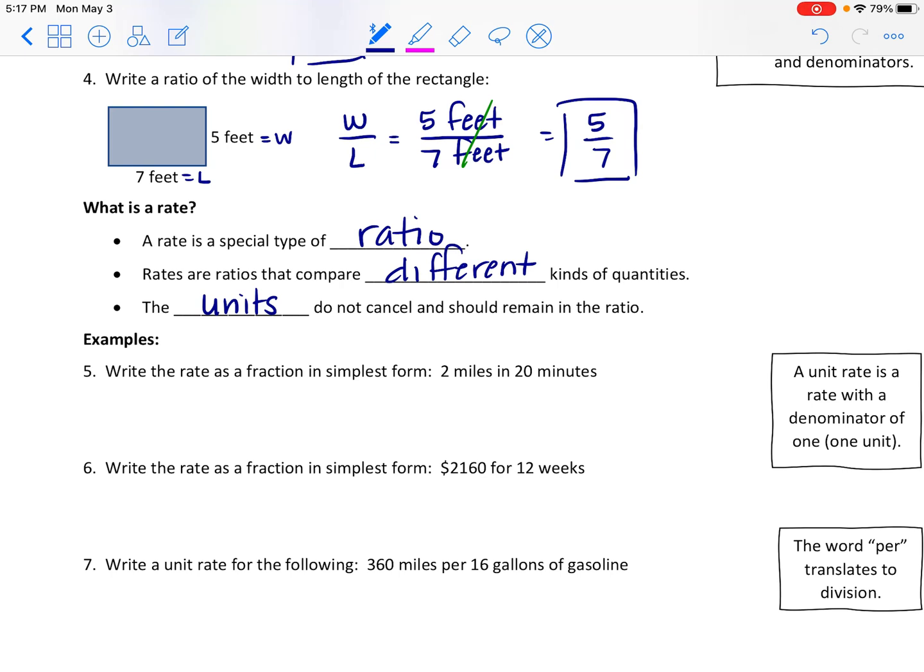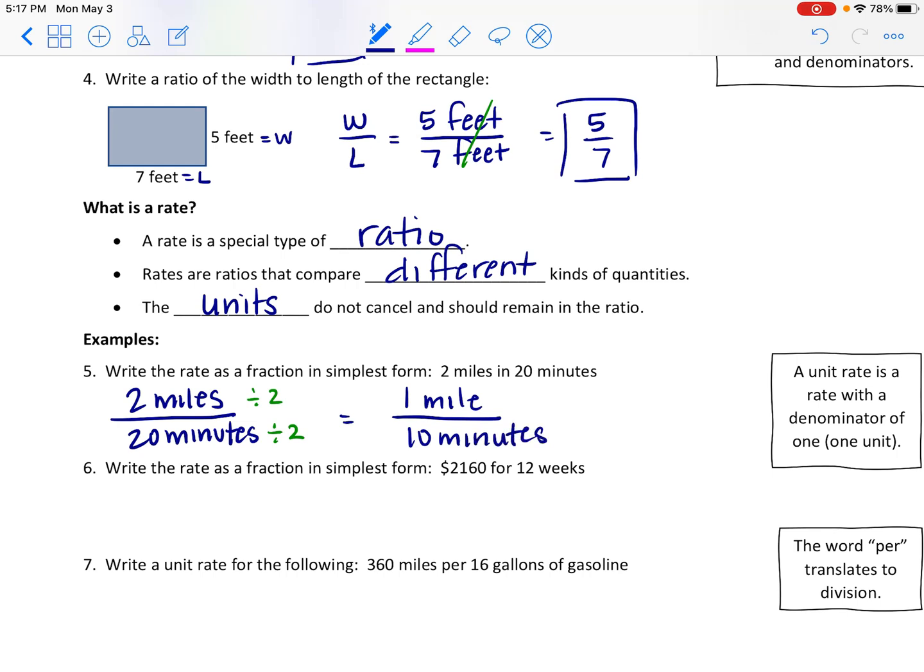So for example, number 5 says write the rate as a fraction in simplest form, and it's 2 miles in 20 minutes. That would be one way to write that fraction. Again, units have to stay there because they aren't the same. They don't cancel. But in simplest form, we can reduce this. 2 goes into the top and the bottom, so if I divide the numerator and the denominator by 2, my simplest form is 1 mile in 10 minutes. So 1 mile in 10 minutes is a rate, and it should make sense that that is considered a rate.